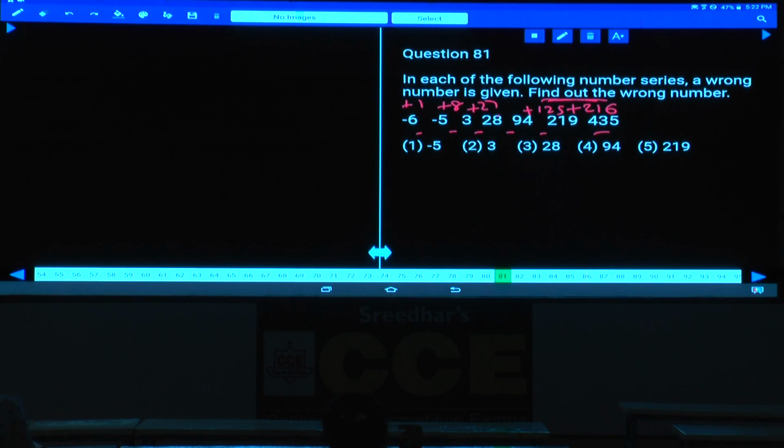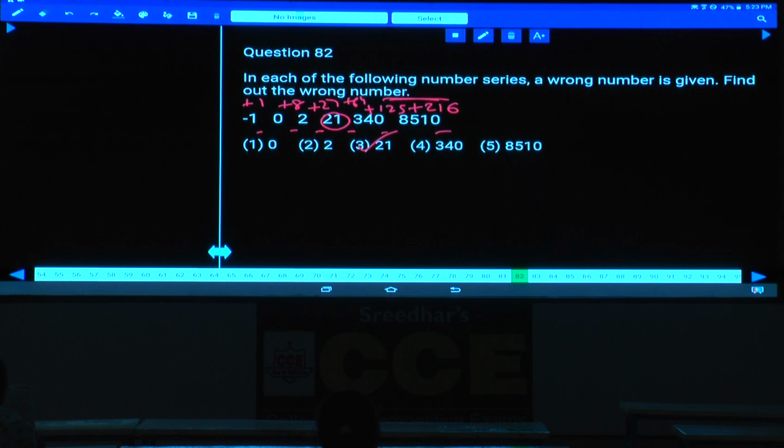3 plus 27, what should be the number here? 30 is the number. But whereas here it is 28, and the next difference is 64. 30 plus 64 is 94. Then what is the wrong number here? 28 is the wrong number, that is choice 3. Done? Then question number 82.